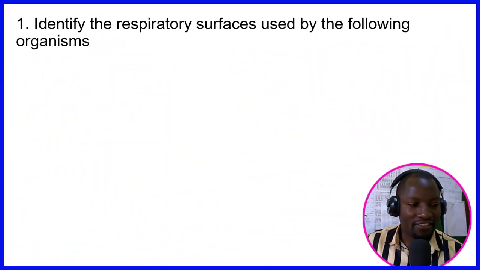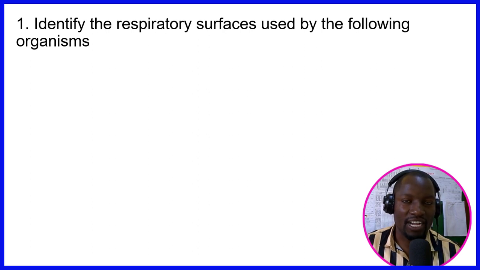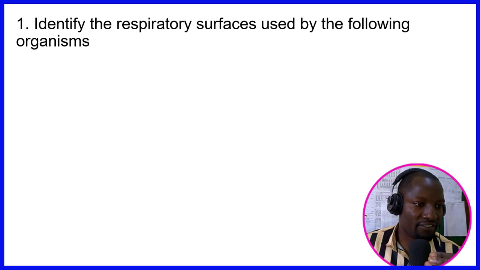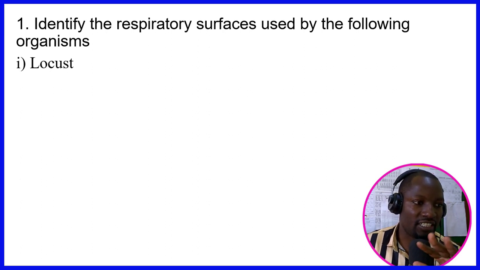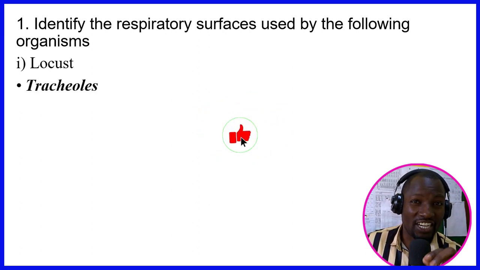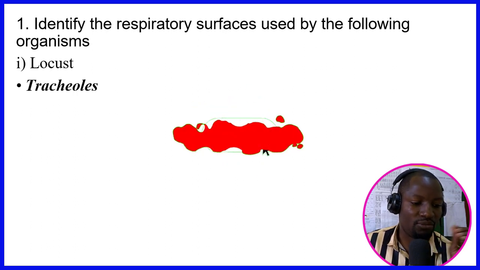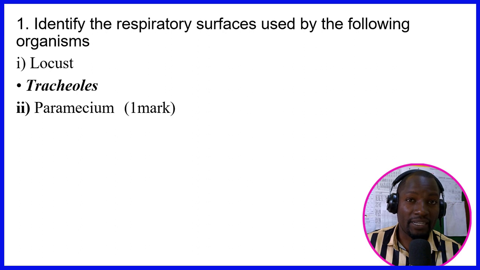Now, my first question: identify the respiratory surface used by the following organisms. And the first organism is the locust. A respiratory surface is the organ of an organism that assists in the process of gaseous exchange. So in locusts, they use the tracheoles. Number 2 is the paramecium.